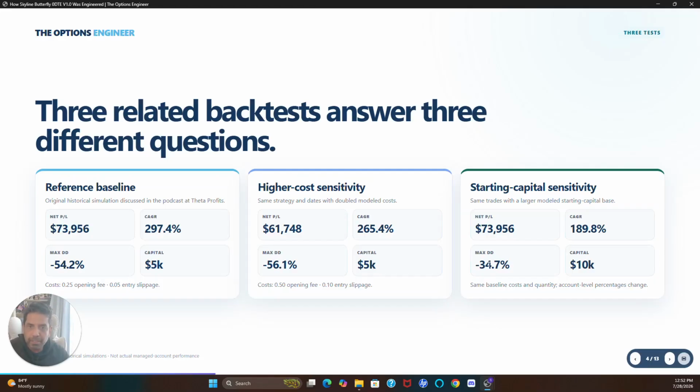The reference baseline preserves the configuration discussed in the podcast at Theta Profits. The higher cost test asks how much tougher execution assumptions matter. The starting capital test keeps the same trade path but changes the capital base, which changes drawdown and percentages.